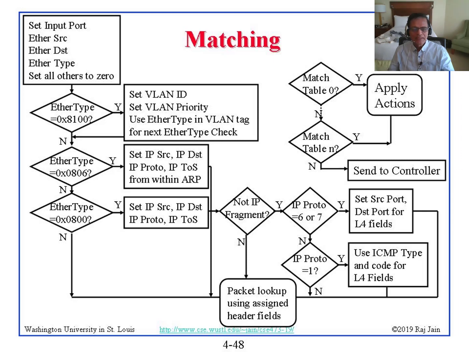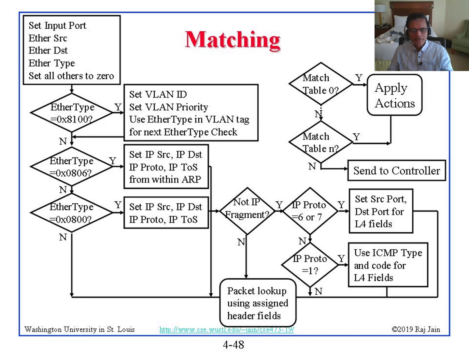Okay, in the Ethernet, is the ether type 0x8100? So in Ethernet there is a field called ether type. If that is 8100, that means it has a VLAN. If it has a VLAN, then we look at the VLAN tag.